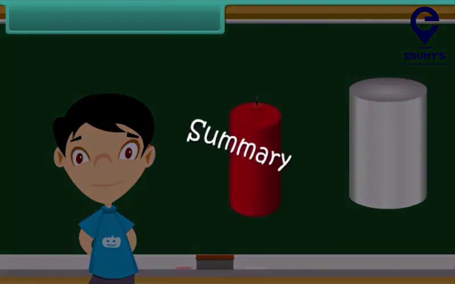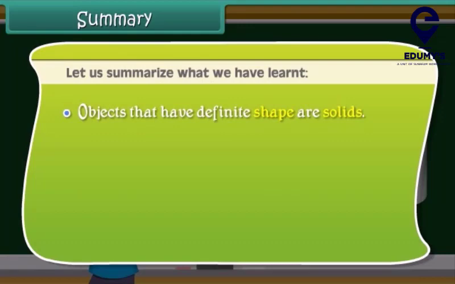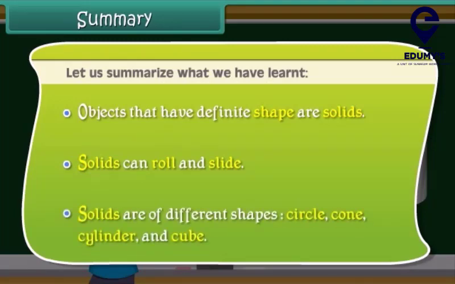Summary. Let us summarize what we have learnt. Objects that have definite shape are solids. Solids can roll and slide. Solids are of different shapes. Circle, cone, cylinder, and cube.